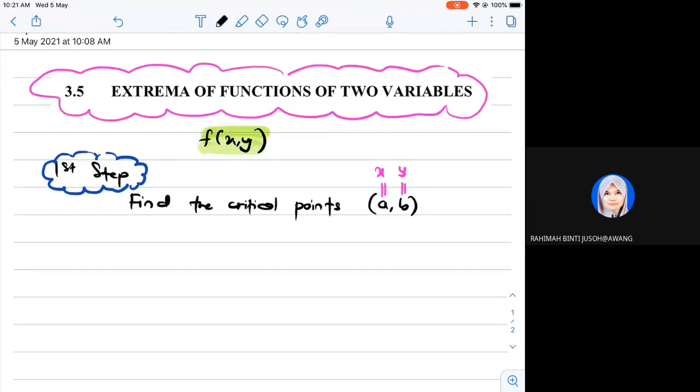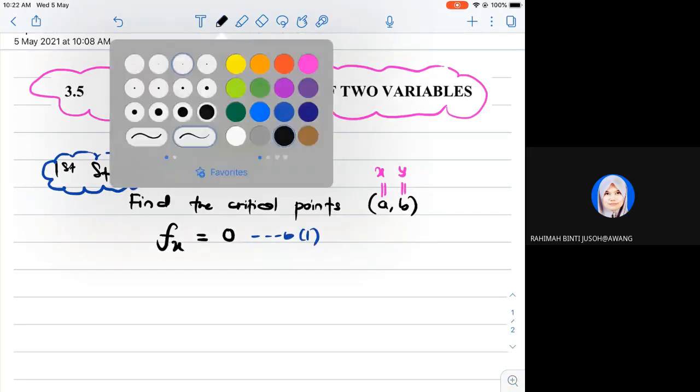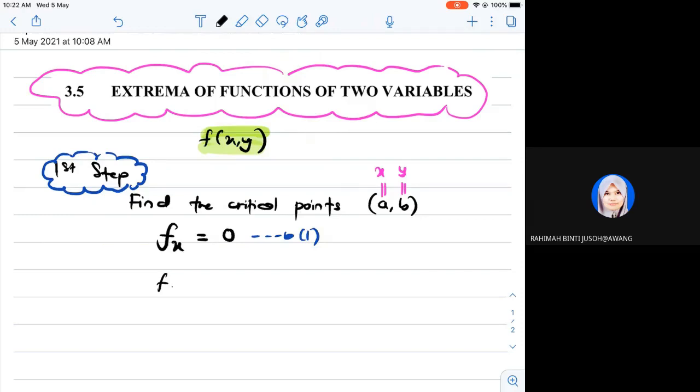So in order to find the critical points, we have to differentiate our function f partially with respect to x. Okay, so we need to find fx and then equate this with 0. So this becomes our first equation. Okay. After that, we need to differentiate f with respect to y. And then samakan juga dengan 0. Equate this with 0. Therefore, this will become our second equation.